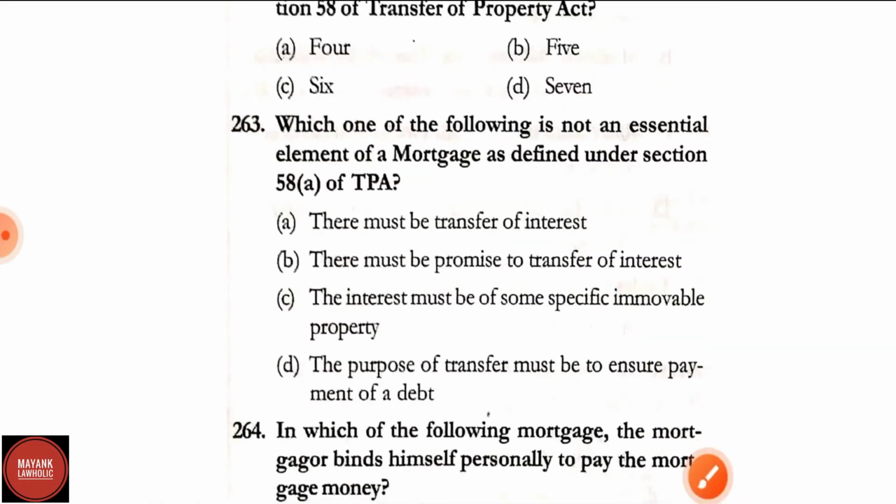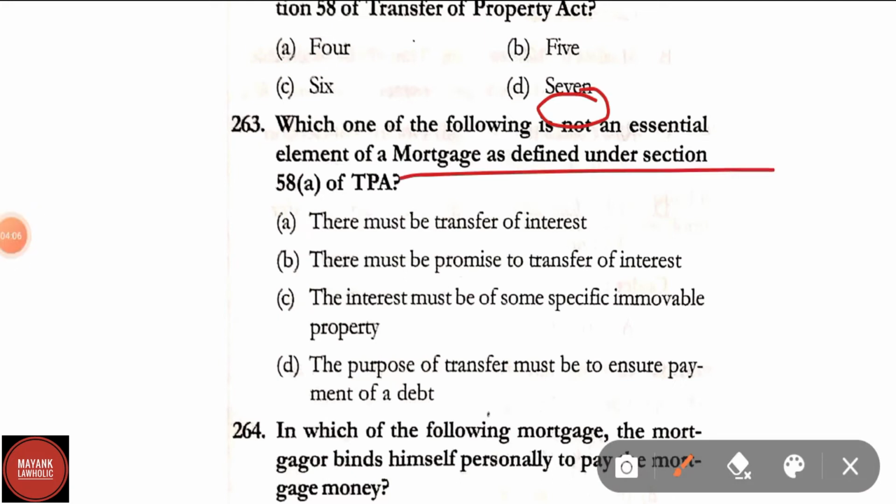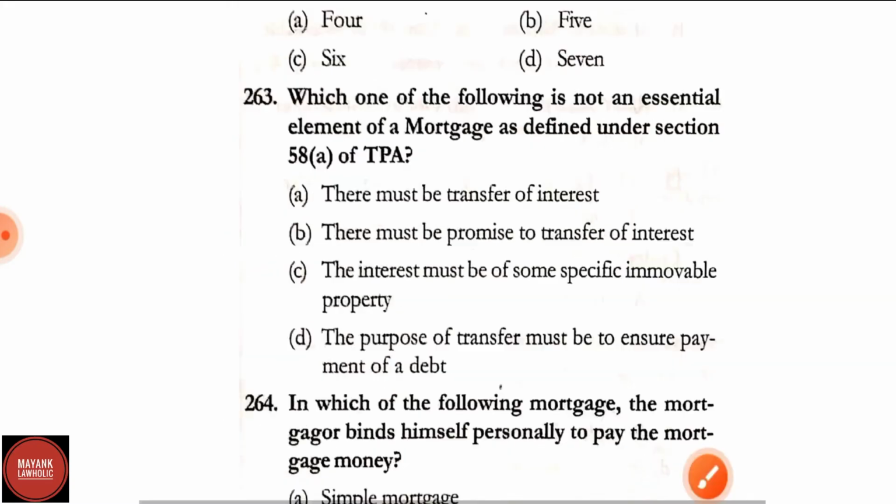Question number 263. Which of the following is not an essential element of mortgage as defined in section 58 clause A of TPA? Options are there must be transfer of interest, there must be promise to transfer of interest, the interest must be some specific immovable property, the purpose of transfer must be to ensure payment of a debt. Here correct answer is option B. There must be promise to transfer of interest is not an essential element of mortgage.